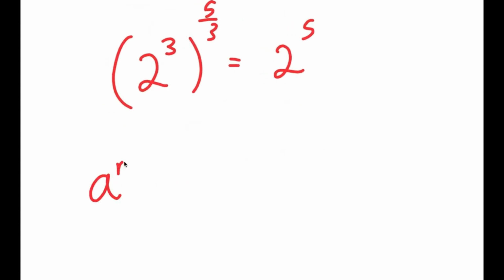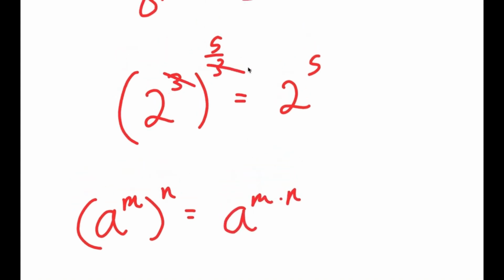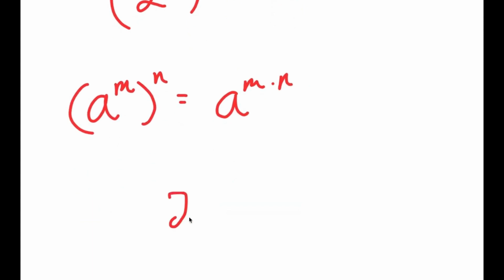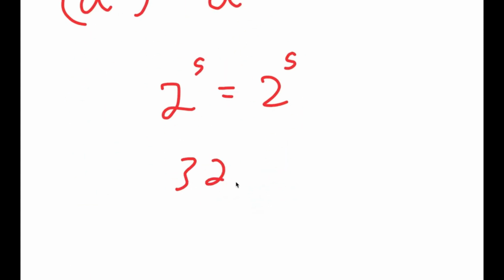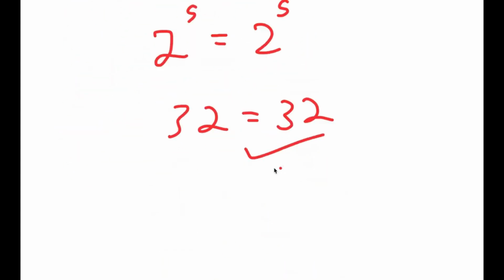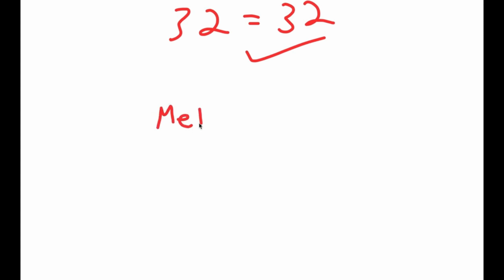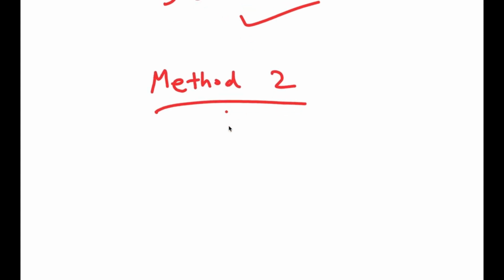And if I have something in the form a to the power of m to the power of n, this is equal to a to the power of m times n. So these two 3's cancel out, and I get 2 to the power of 5 is equal to 2 to the power of 5, or this is the same thing as 32 is equal to 32. This is right.